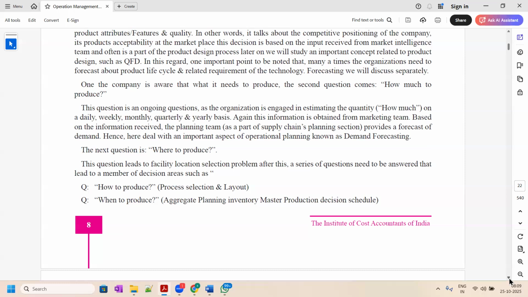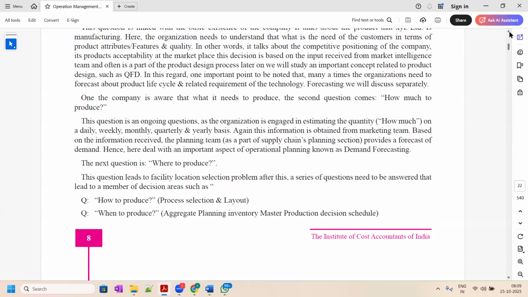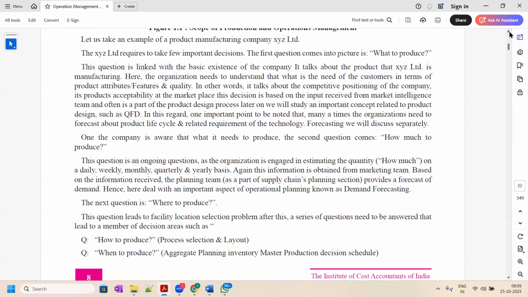So basically, here we are talking about five parameters. What are those five parameters? Those five parameters are what to produce, how much to produce, where to produce, how to produce, and when to produce. Is this clear, guys?